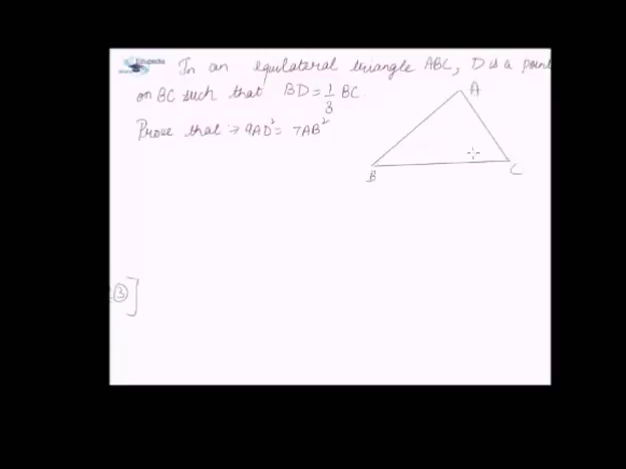ABC, and we have a point D. Since BD is 1 by 3 BC, therefore BD will be the smaller divided part of BC, because the other part will be 2 by 3 BC. Now we need to prove AD square is equal to AB square with some multiples. So we need AD. So we need to join A with D.